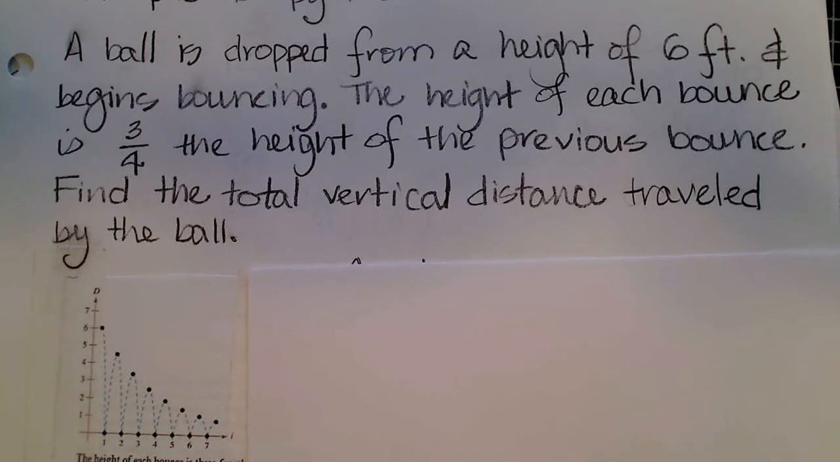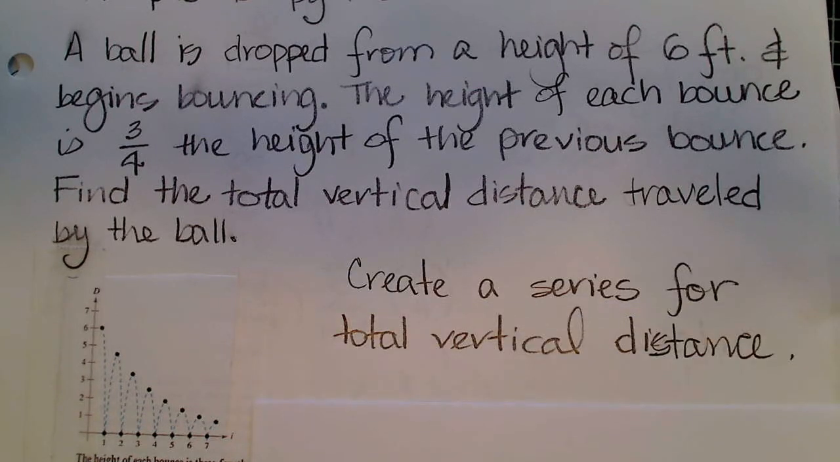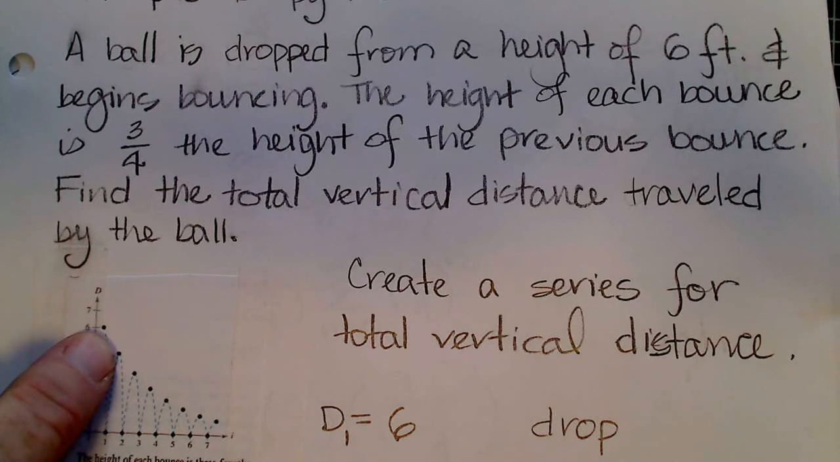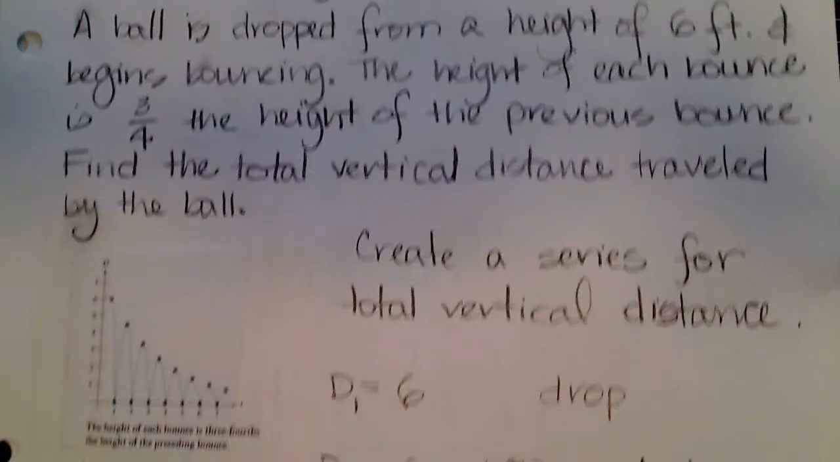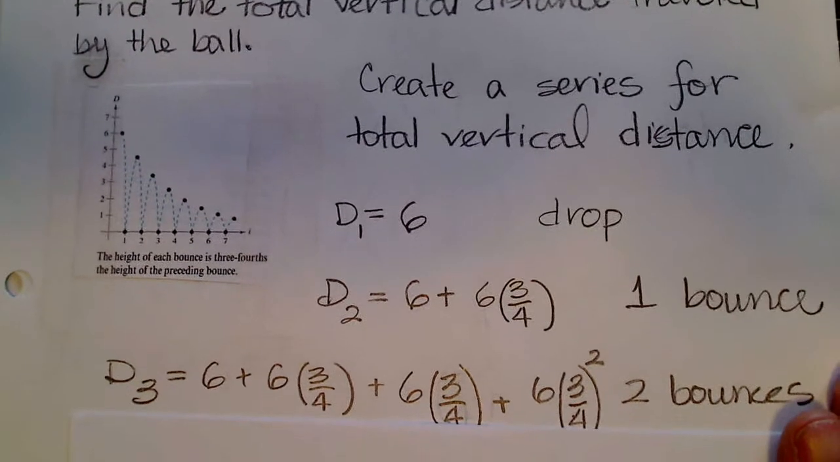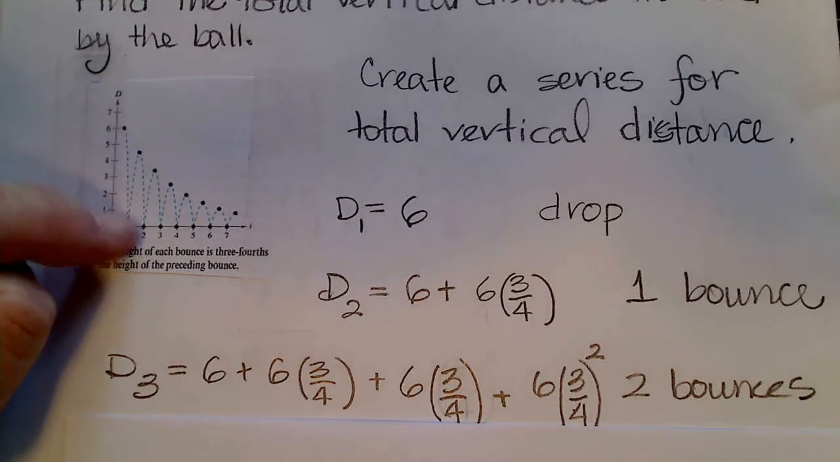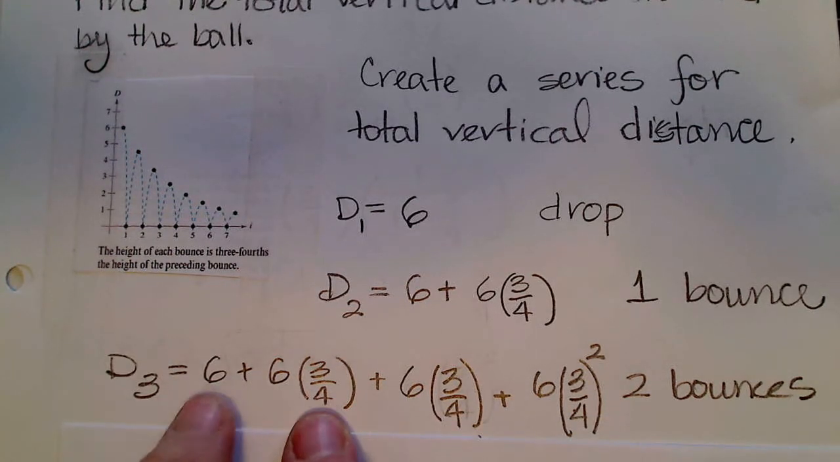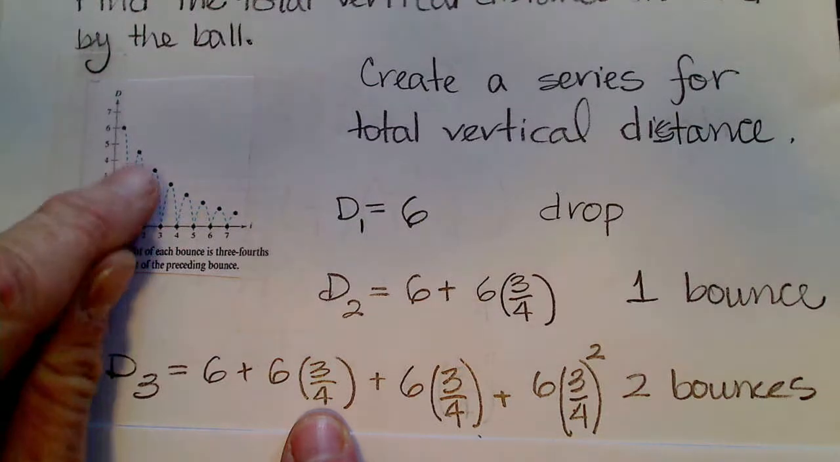So we can look at each of the individual bounces. I can create a series for the total vertical distance by looking at the first drop. So I drop it, that's 6, okay? Then it bounces back up. So that'd be 6 plus 6 times 3/4. So that's after the first bounce. If I look at after the second bounce, now I've dropped it, it bounced back up. But this is what I had for D2, wasn't it? But I have to go back up after that bounce.